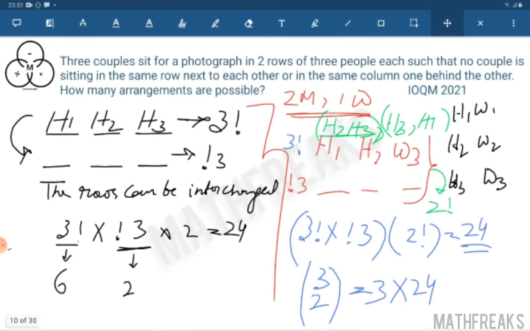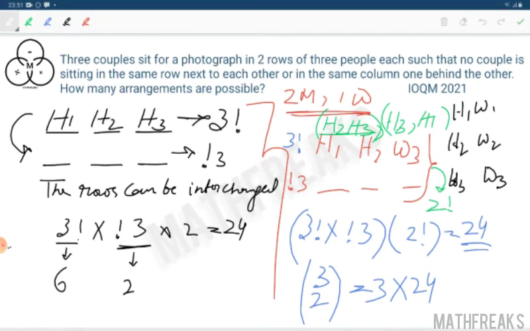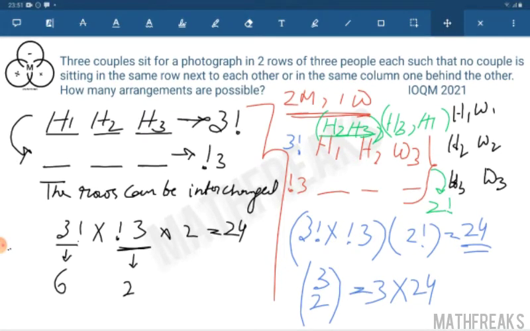How it happened here: this H1, H2, H3 can be arranged in 3 factorial ways. And here the further things can be arranged in subfactorial of 3 ways, which gives us this part. Subfactorial of 3 is 2 and 3 factorial is 6. This is 12. Now this row and this row can be interchanged in 2 factorial ways. This gives us 24. Now this was the case for only H1, H2. We have a separate case for H2, H3, and another separate case for H3, H1. That is 3 choose 2, which equals 3. 3 into 24 gives us the entire thing.